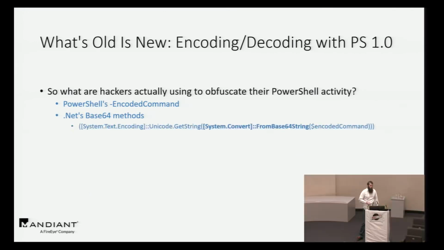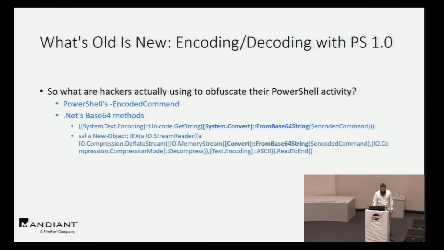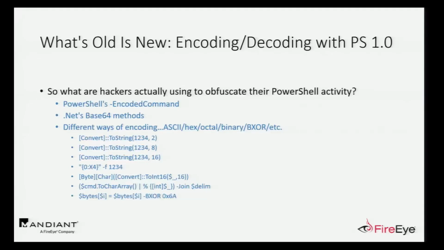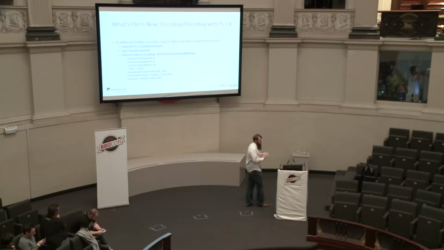You can also use .NET, right? We've probably seen this, convert from base 64 string. That's an option. What about other encoding, like ASCII? It works. Are we looking for that? Are we looking for hex, octal, binary? Bitwise XOR actually is being used. If you're not looking for that, there could be some fun stuff out there you're missing.